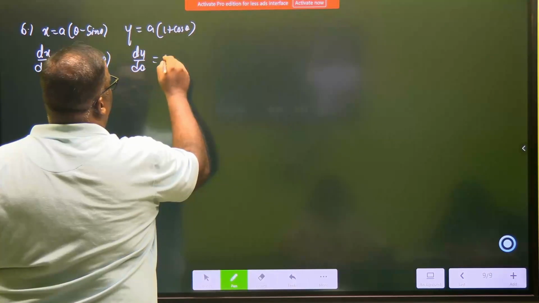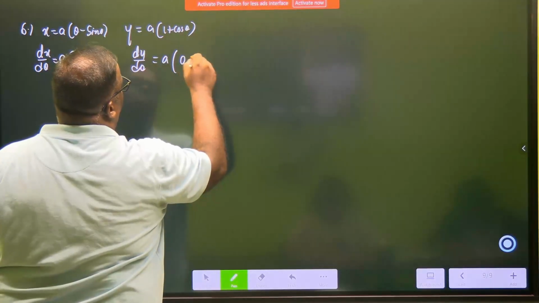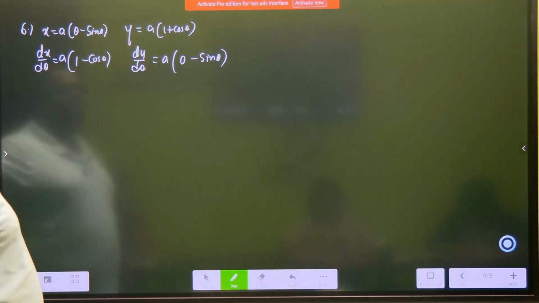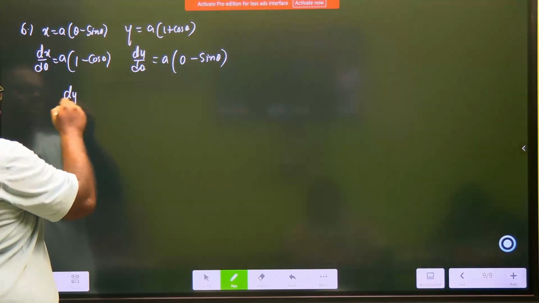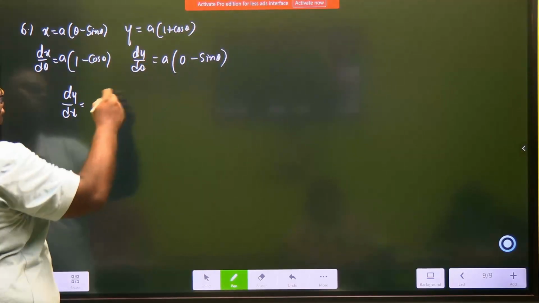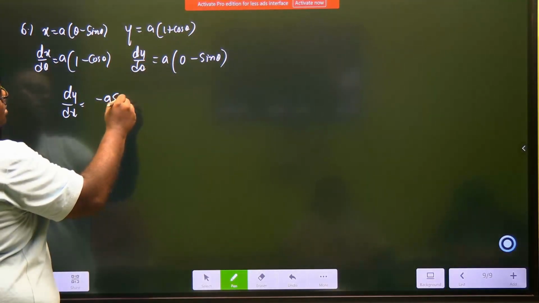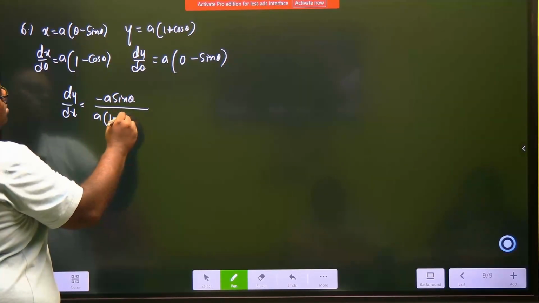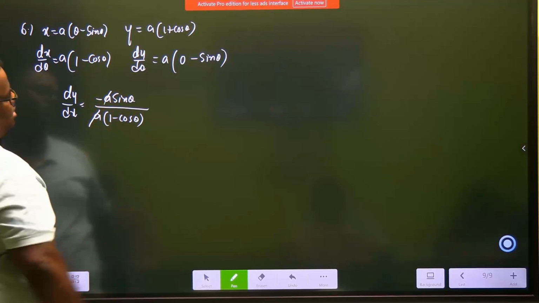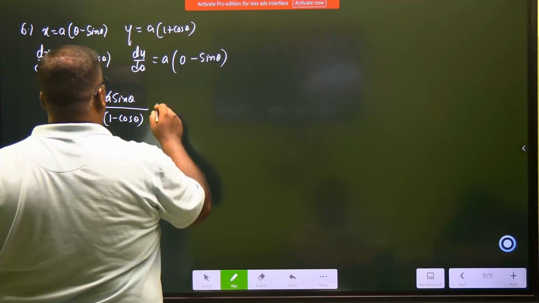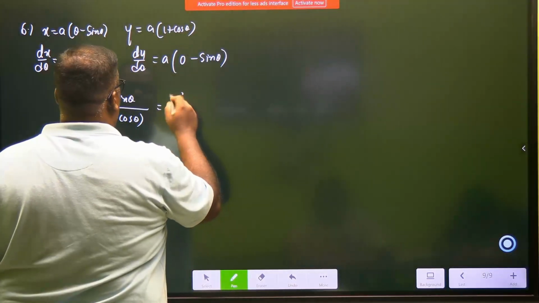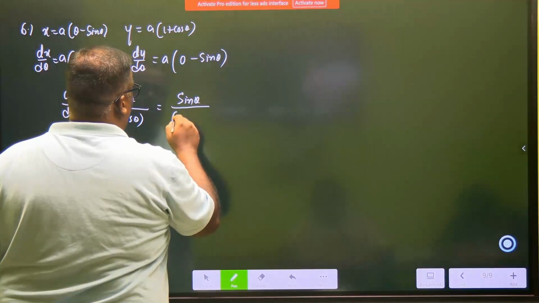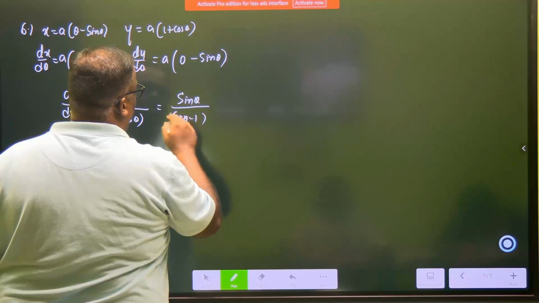dy/d theta: a remains common, 0 minus sin theta. Okay? Now you have to find dy/dx. The dy value is negative a sin theta divided by a into 1 minus cos theta. a and a cancel. So finally your answer becomes negative sin theta over 1 minus cos theta, or you can write it as sin theta divided by cos theta minus 1. Simple.